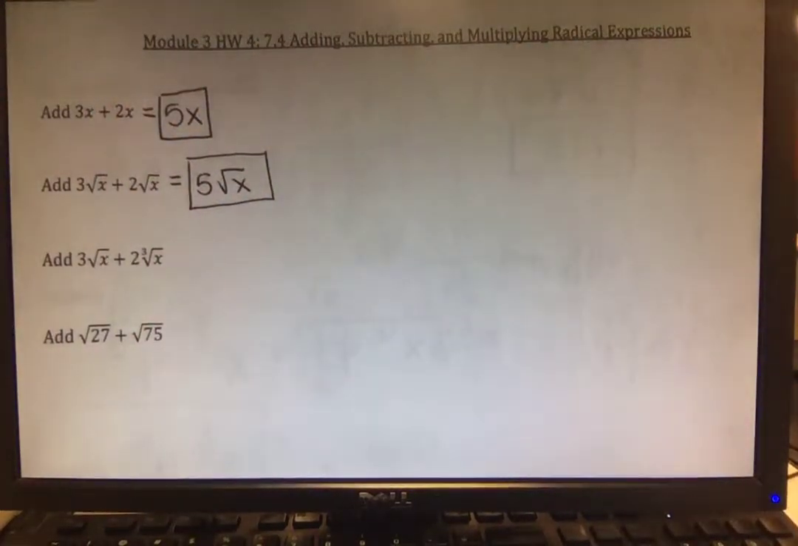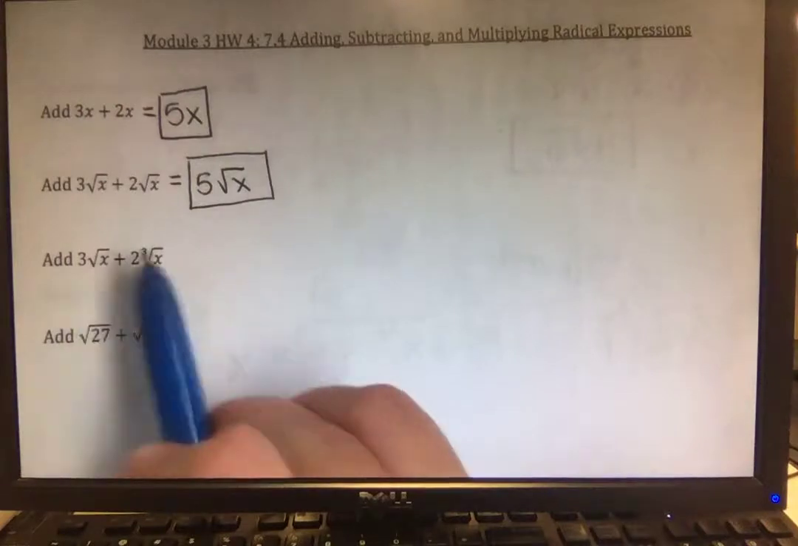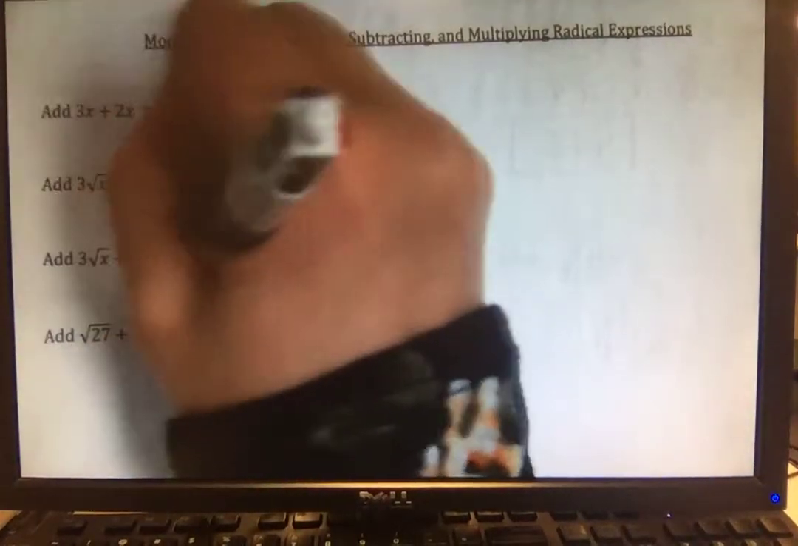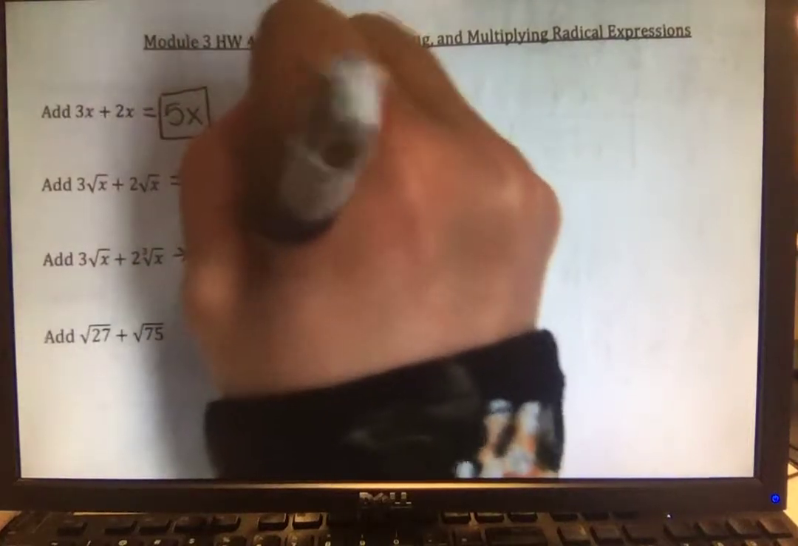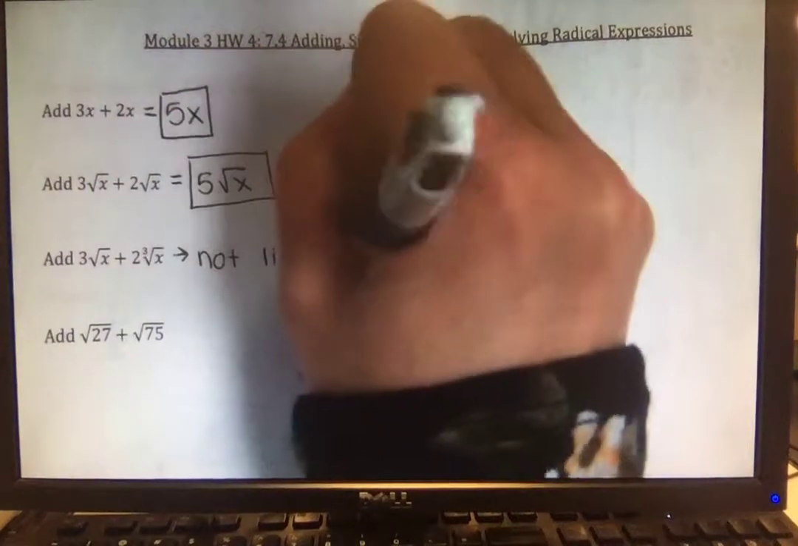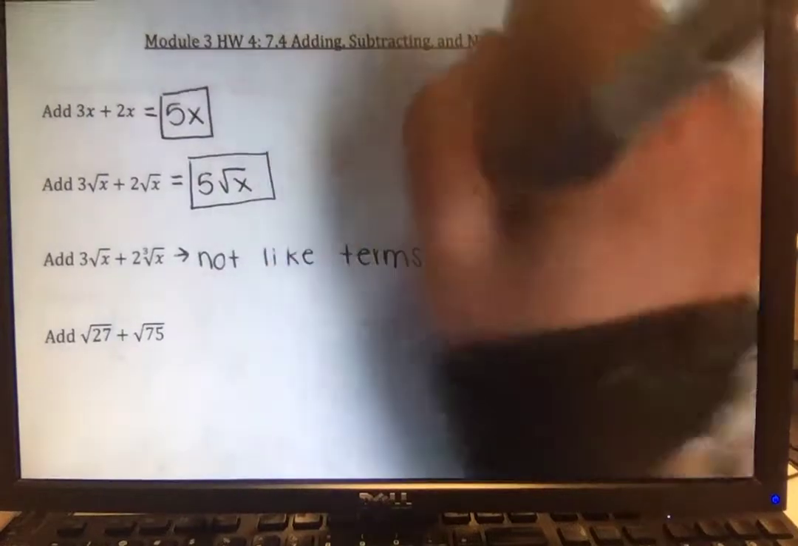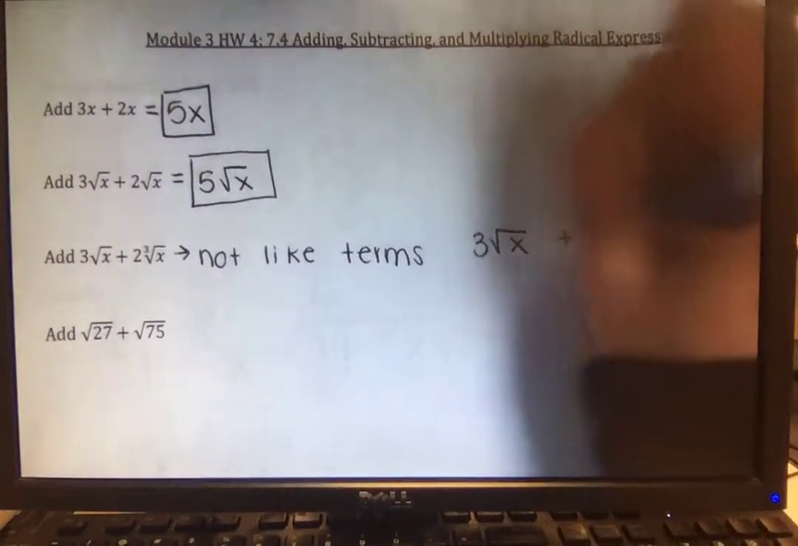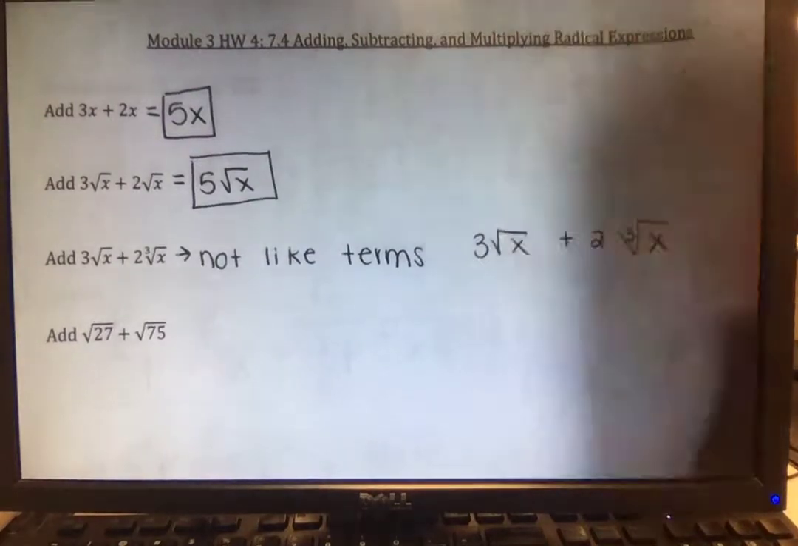The next example, adding 3 square root of x plus 2 cubed root of x. These are not like terms. We have the square root and we have the cubed root. They're not the same thing. So we will still just have 3 square roots of x plus 2 cubed roots of x. We cannot combine those together.